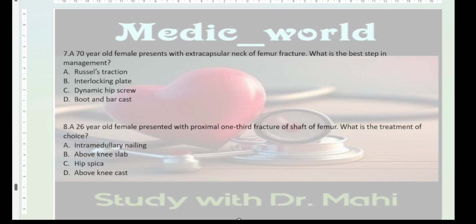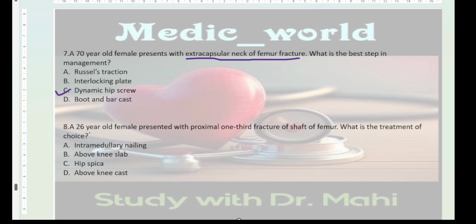Now, the next question is a 70-year-old female presents with extracapsular neck of femur fracture. Now, extracapsular neck of femur fracture means it is the intertrochanteric fracture of the femur. So, what is the best step in management? The best step in management of the intertrochanteric fracture of femur is the dynamic hip screw. It is used in undisplaced intertrochanteric fracture of femur.